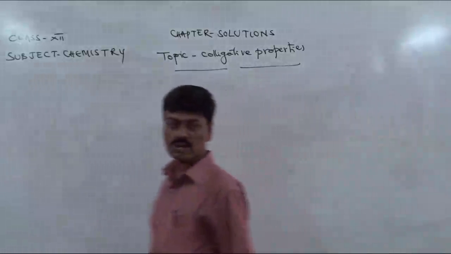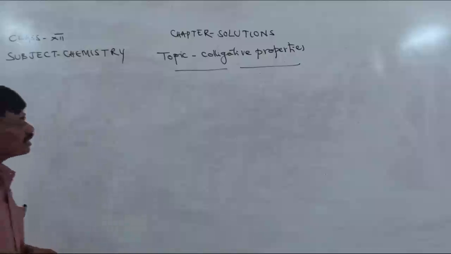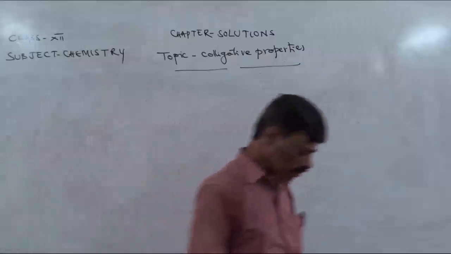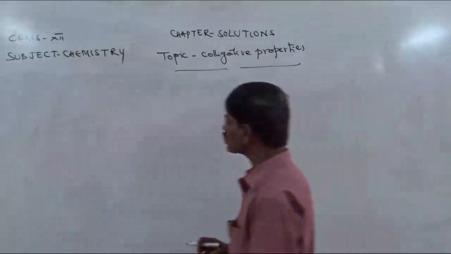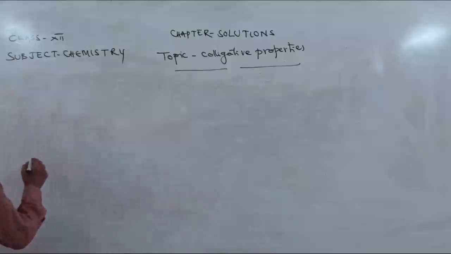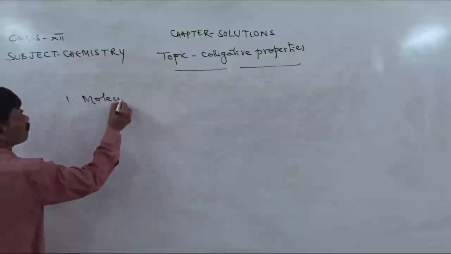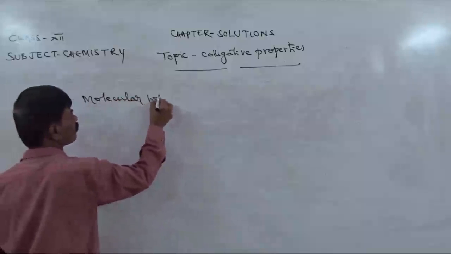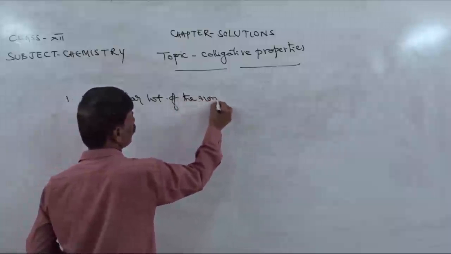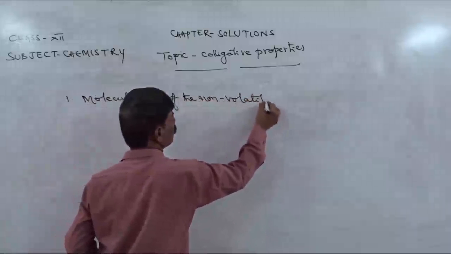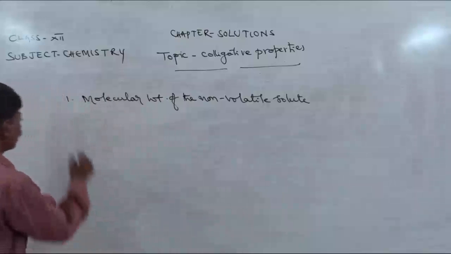First property is relative lowering in vapor pressure. In the case of each colligative property, out of four, if you take any colligative property, the importance is each colligative property is useful in calculating molecular weight of the non-volatile solute.